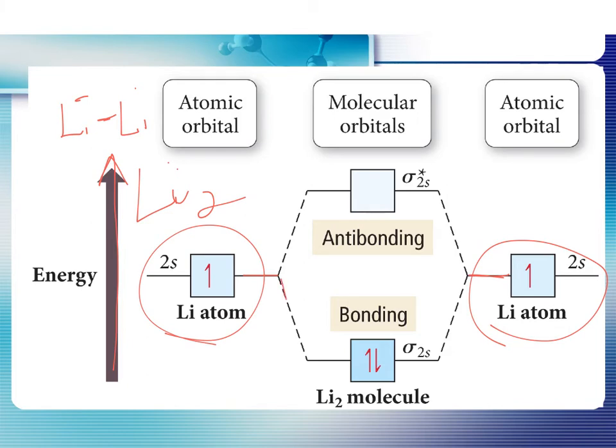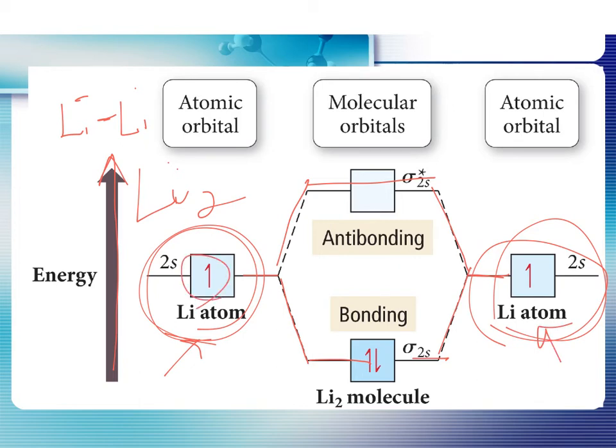they make a bonding molecular orbital, which is lower in energy, and they make an anti-bonding orbital, which is higher in energy. So what we do is on the far left and far right, those are the atomic orbitals, and we only deal with valence electrons. That's all that's involved in bonding. And so each lithium atom, before it bonds, has one valence electron, so we're going to put one electron in each of the 2s valence orbitals.